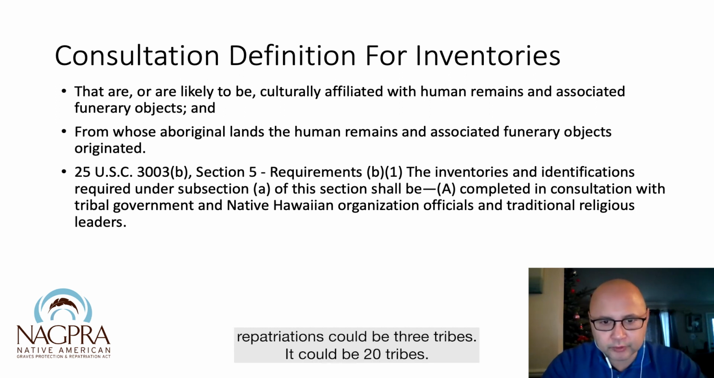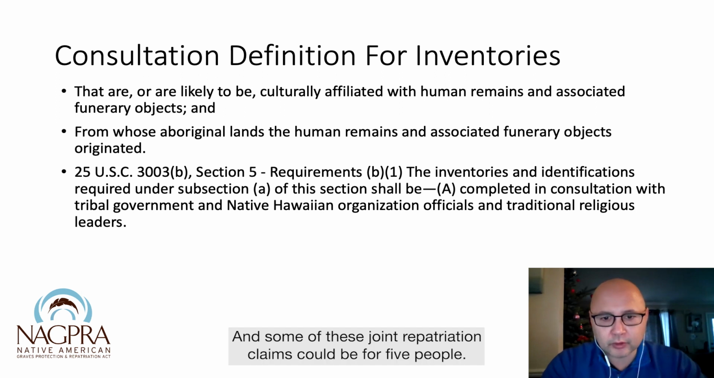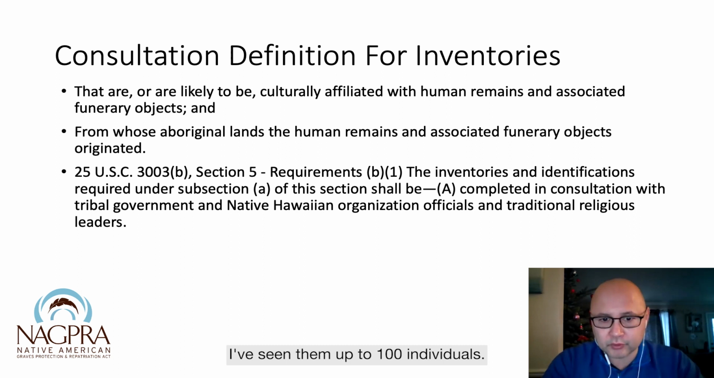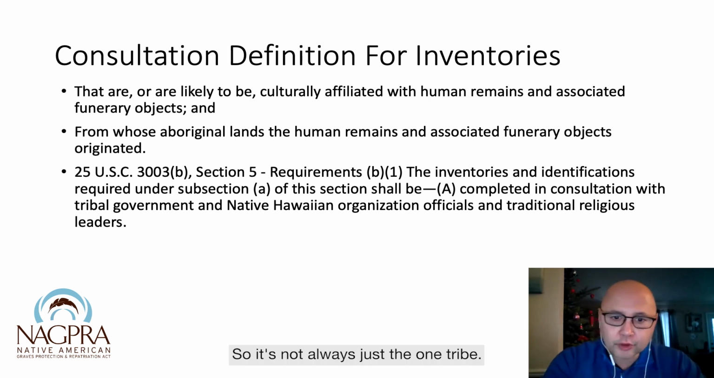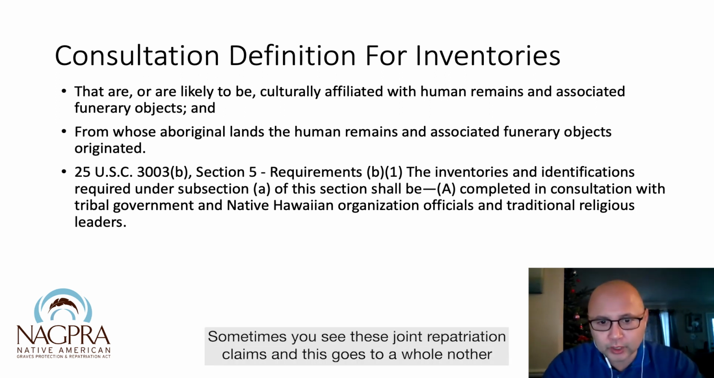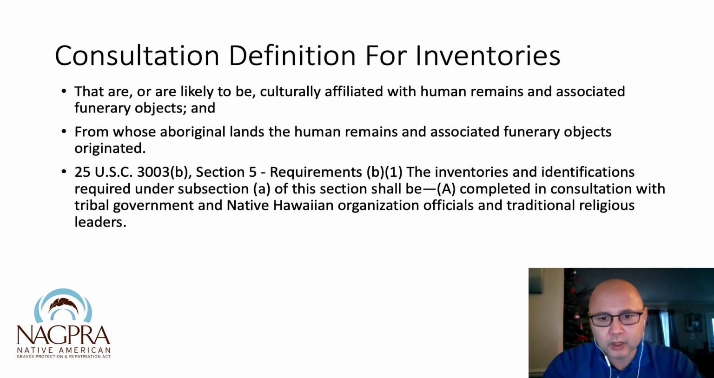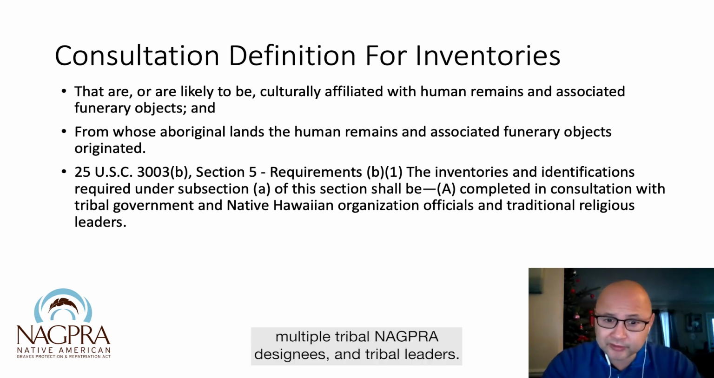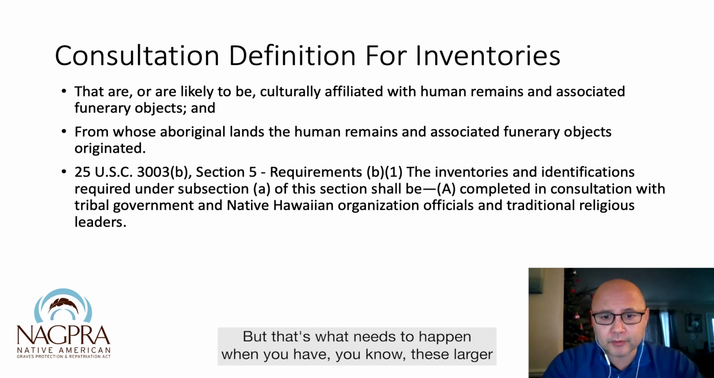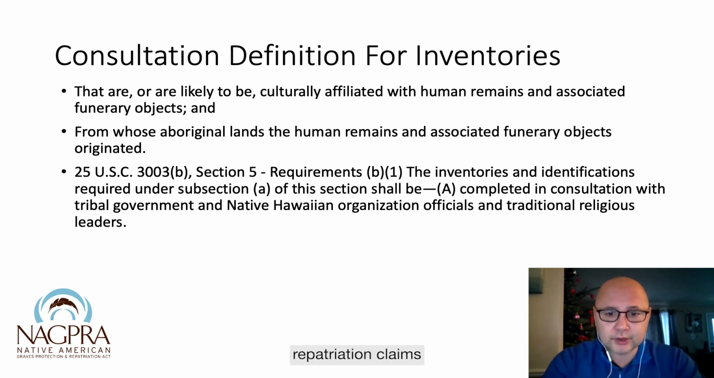And some of these joint repatriations could be 3 tribes, it could be 20 tribes. And some of these joint repatriation claims could be for 5 people. I've seen them as up to 100 individuals. So it's not always just the one tribe. Sometimes you see these joint repatriation claims, and this goes to a whole other level of consultation because you're dealing with multiple tribes, multiple tribal NAGPRA designees and tribal leaders. But that's what needs to happen when you have these larger repatriation claims for individuals.